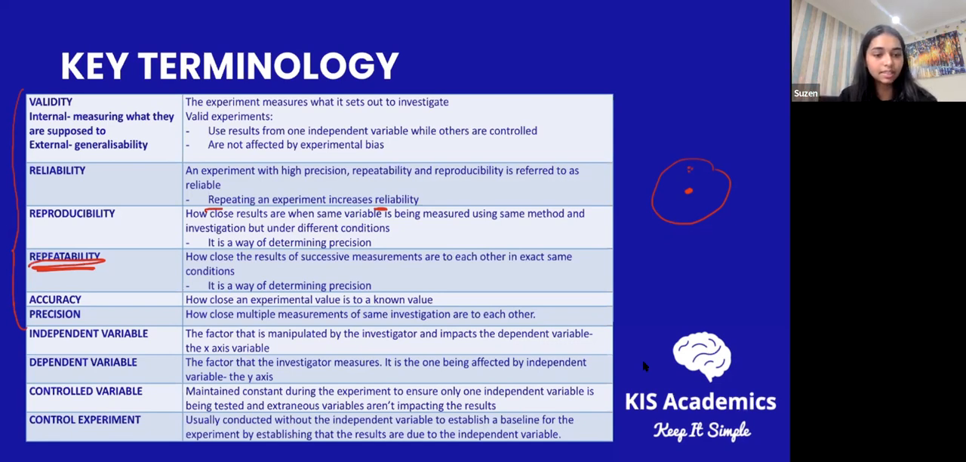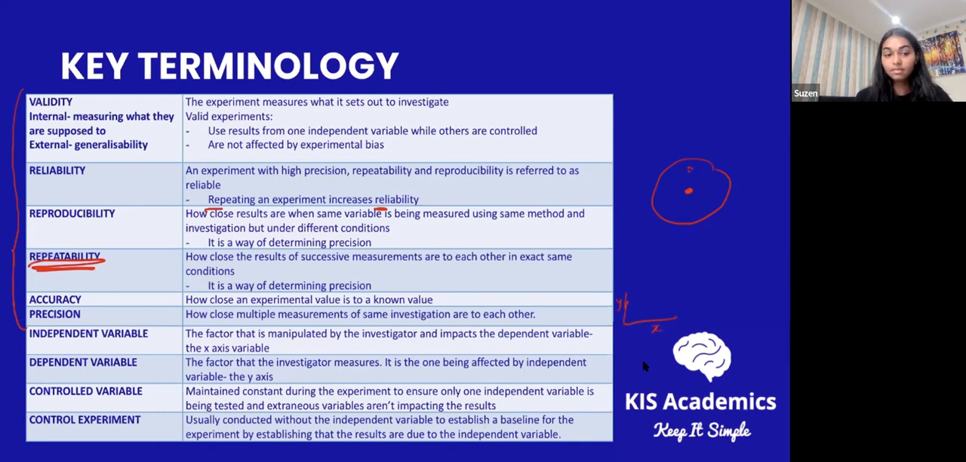So next is my independent variable. The independent variable is the variable that is being changed. On a graph, this is my x-axis variable. Independent is always going to be the x-axis because it's the one being changed and it impacts your dependent variable. The dependent variable is what is being measured, so it is the one that's affected by the independent.